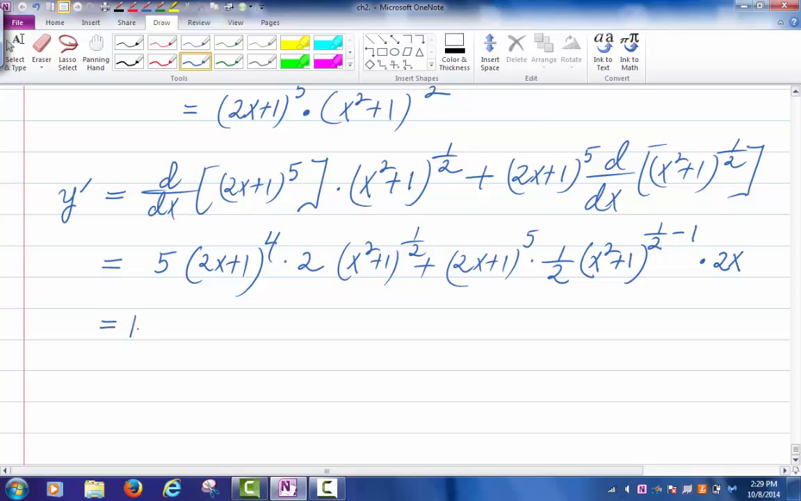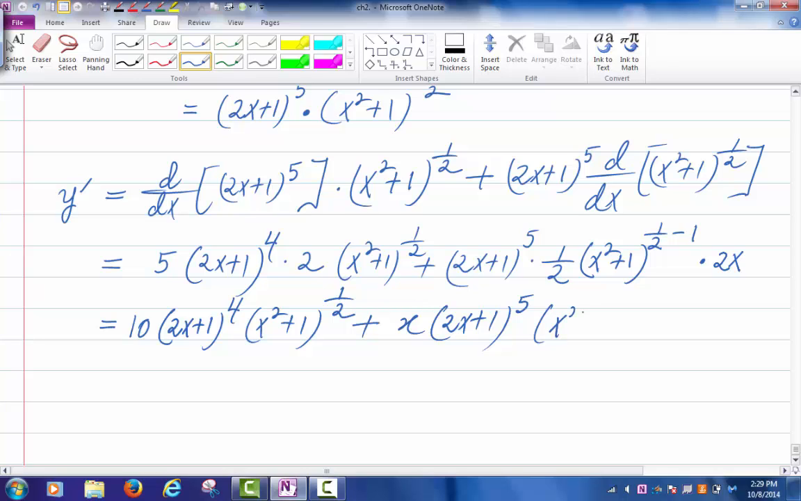Okay, let's simplify. What I have here is 10 (2x + 1)^4 (x^2 + 1)^(1/2) plus 2 cancels out, I have x (2x + 1)^5 (x^2 + 1)^(-1/2). Is everybody okay with that?